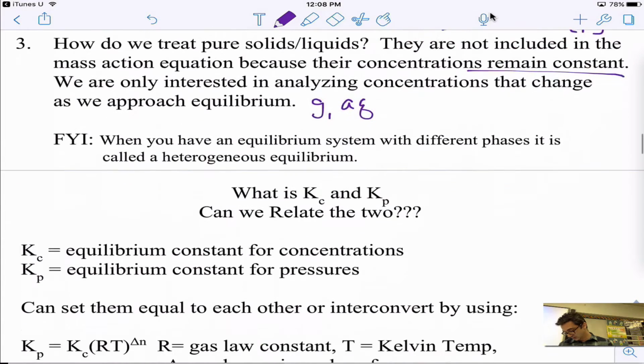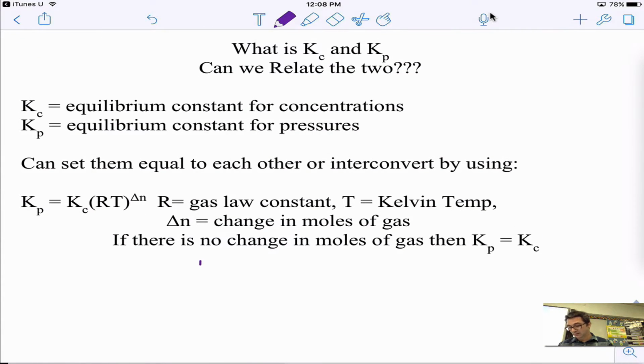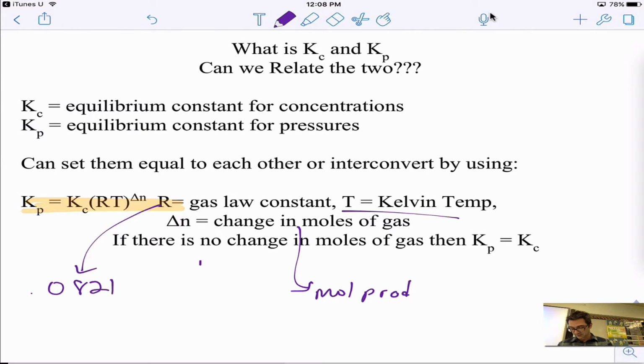One last thing that I want to talk to you about for this video is relating Kc and Kp. Well, you can relate it through the gas laws. And here's what the relationship looks like. Kp is equal to Kc times, in parentheses, RT, to the delta N. R is the gas constant, 0.0821. T is the Kelvin temperature. And delta N is the change in moles of gas. And what I mean by that is it is the moles of product gas minus the moles of reactant gas.